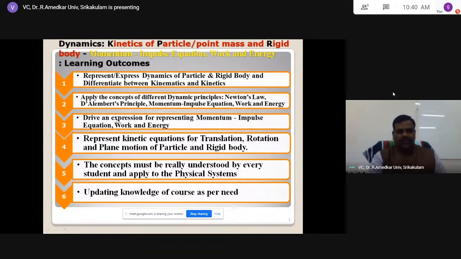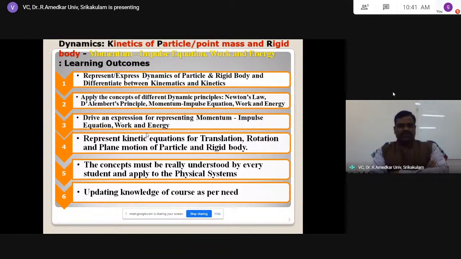See now, today the main learning outcome is to derive an expression for representing the momentum impulse equation and work energy. That means the same dynamic problem can be solved by using two more principles. That is a modification of Newton's laws basically. The momentum impulse equation and work energy equation are basically a modification of Newton's laws. We have to represent the kinetic equation for translation, rotation, and plane motion of particle and rigid body.